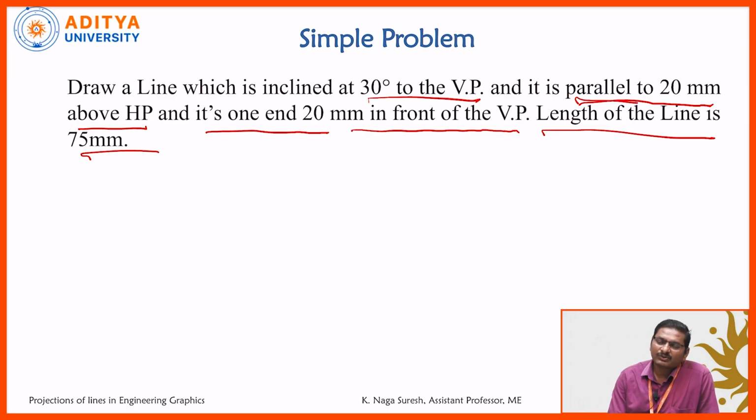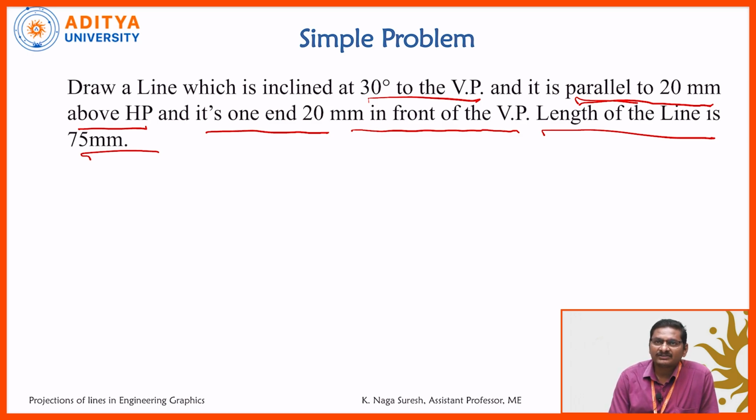Projections of lines have four conditions. The first condition: line parallel to both reference planes, that is HP and VP. The second condition: the line perpendicular to one plane and parallel to another plane. For example, if it is perpendicular to HP, it is parallel to VP, and if it is perpendicular to VP, it is parallel to HP. That is the second condition in the projection of lines.